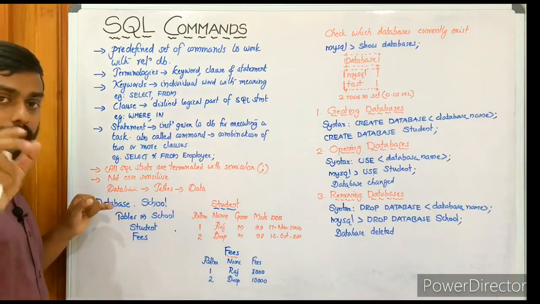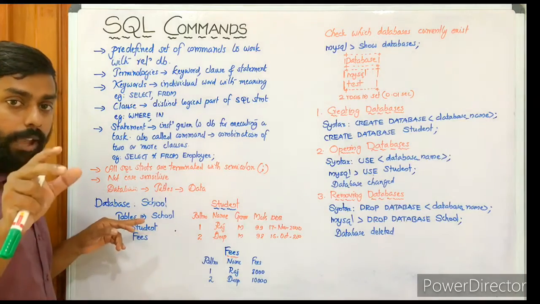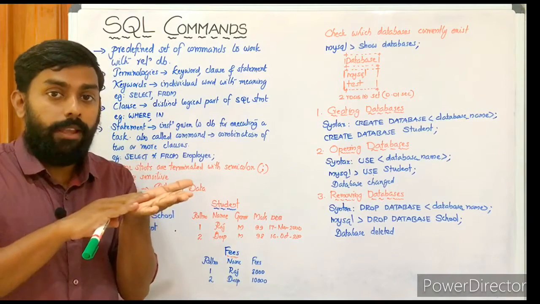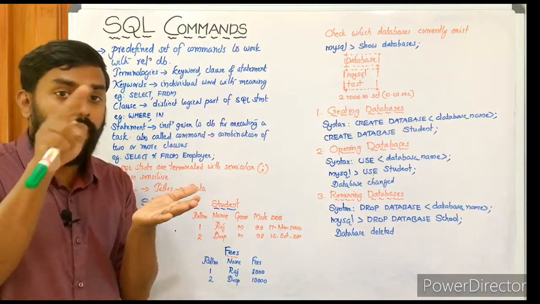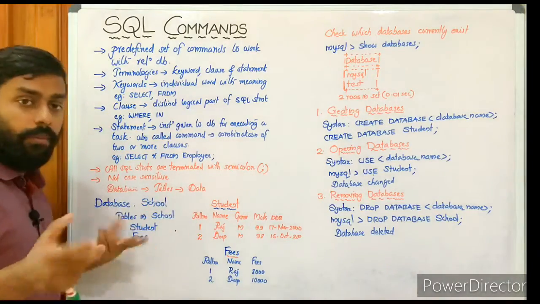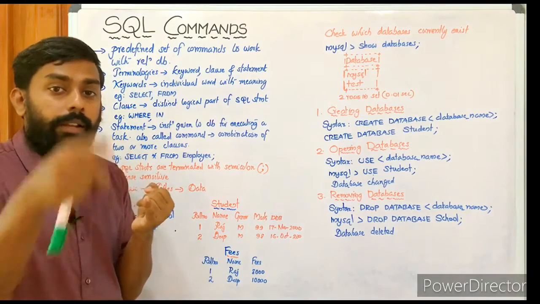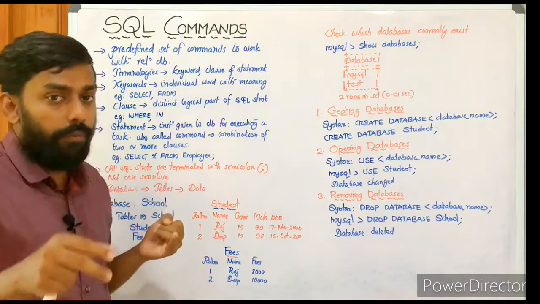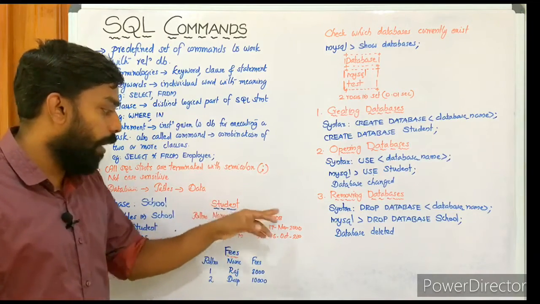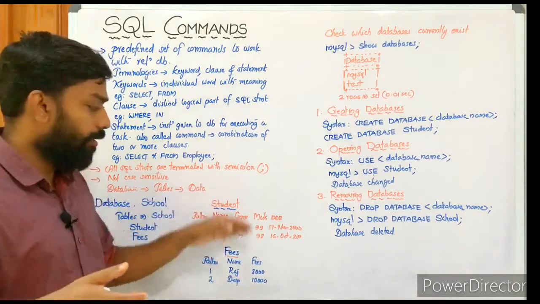So here we are creating a database. The database name is school, and we have two tables in the database school: student and fees. Hope you get the idea. First we are creating the database school, and we are creating two tables, student and fees. Here is a sample table, student, with roll number, name, gender, marks and date of birth as columns or attributes, and fees with roll number, name and fees as attributes. It's simply a table.